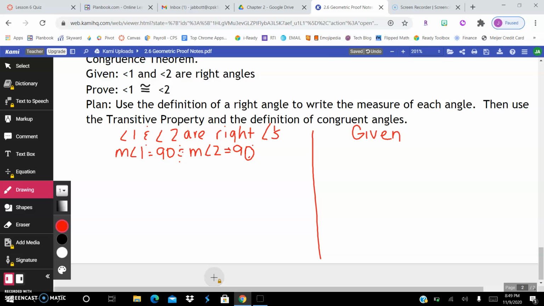And we know that by the definition of what a right angle is. And if they're both equal to 90 degrees, then they must be equal to each other. And we know that because of the transitive property of equality.